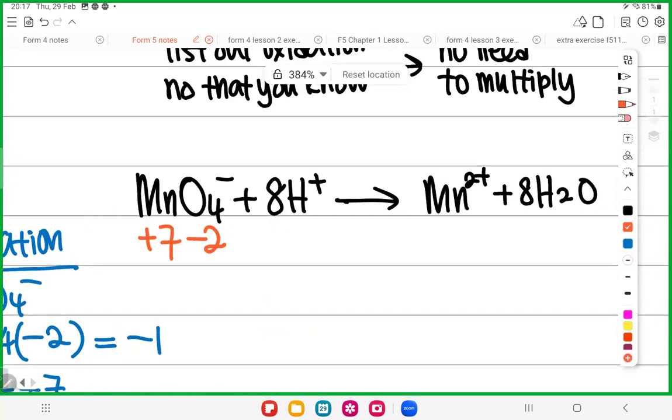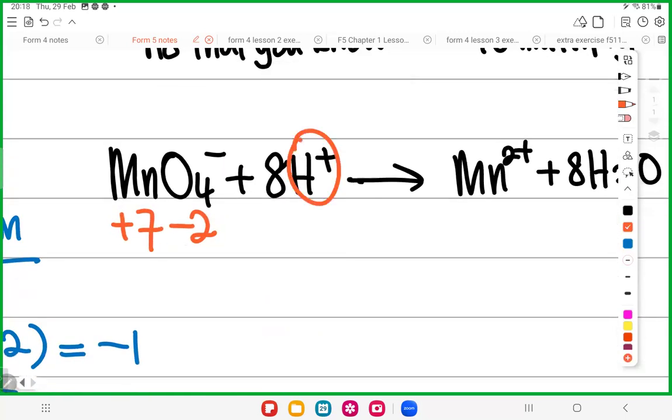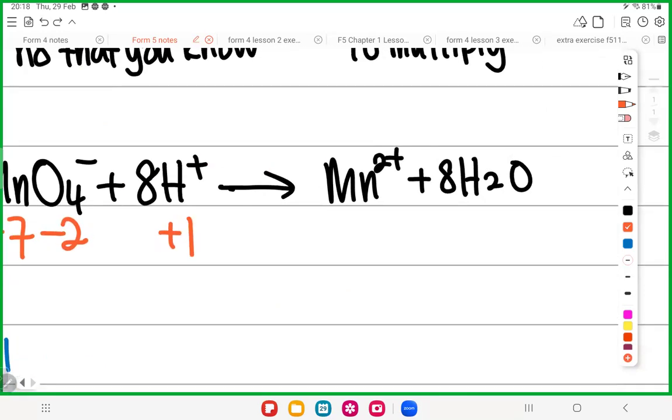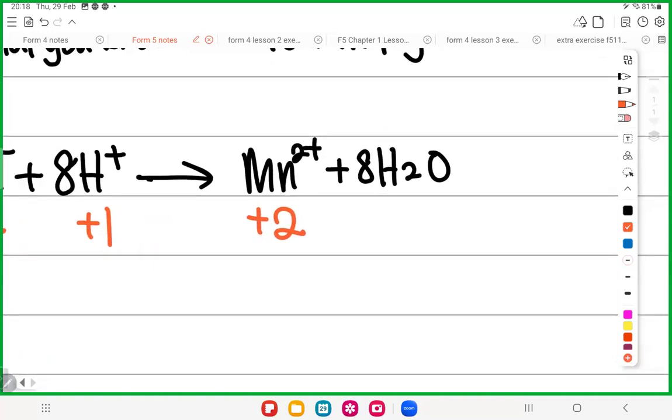Okay, next one. H plus here. What is the oxidation number of H plus? +1. Why don't you need to multiply by 8? Because do we know the oxidation number for H plus? Yes, I know the oxidation number for H plus. So for the oxidation number that we know, no need to do any multiplication. Next one, what is the oxidation number for Mn here? +2, right? Okay, next one, everyone.